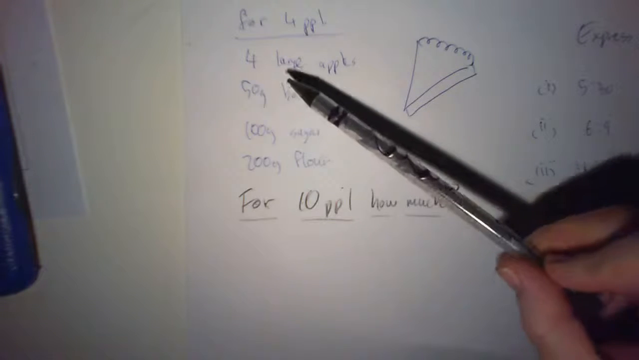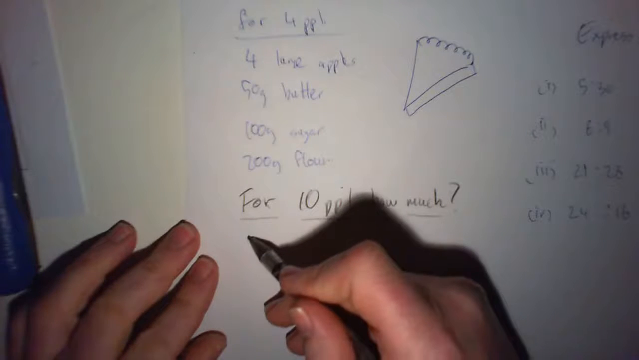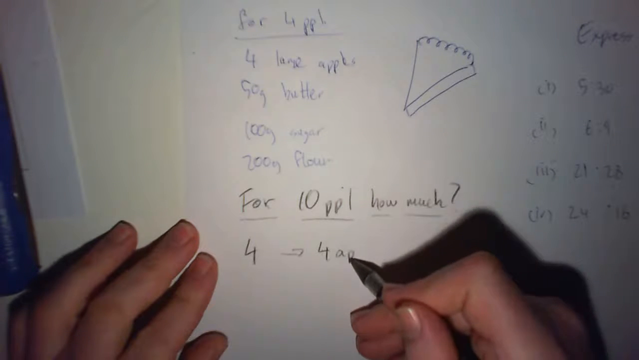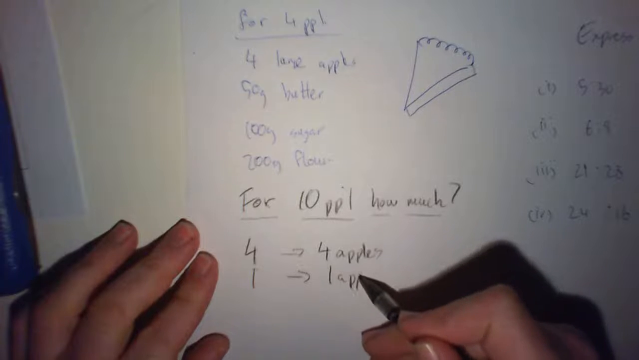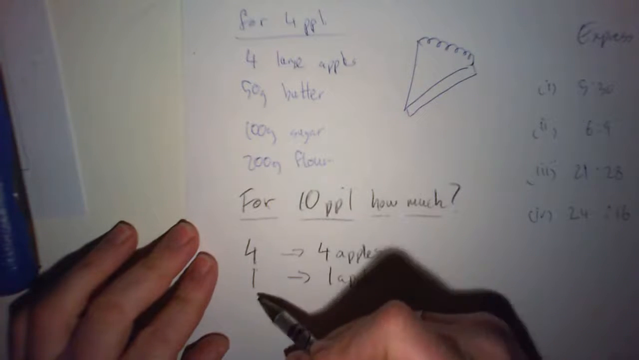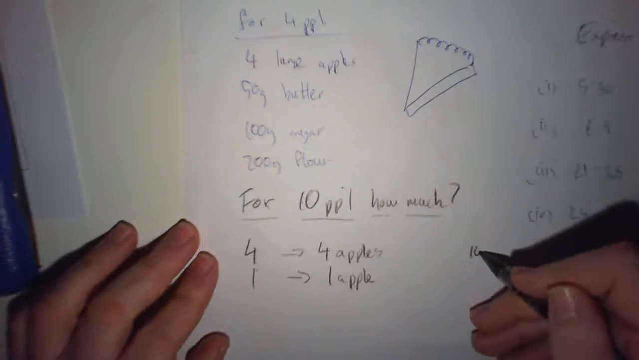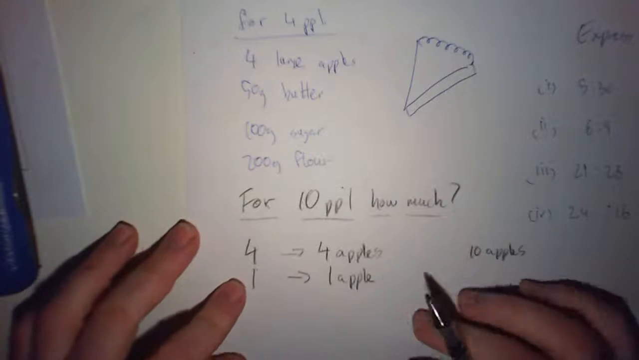So here we go. For 4 people, we need 4 large apples. So let's try and do our maths to get it down to 1 person. For 4 people, you need 4 apples. So 1 person would need 1 apple. Okay, so there's your conversion. 1 person, 1 apple. So for 10 people, I need 10 apples. Okay, let's get that one written down. So let's do the next one.